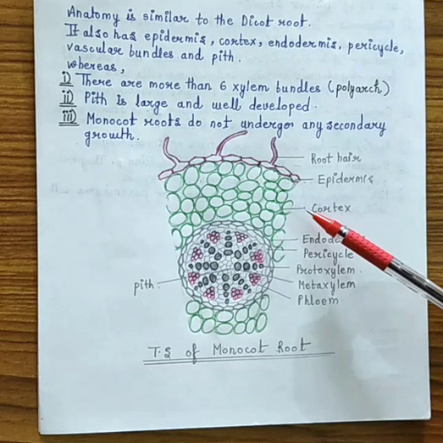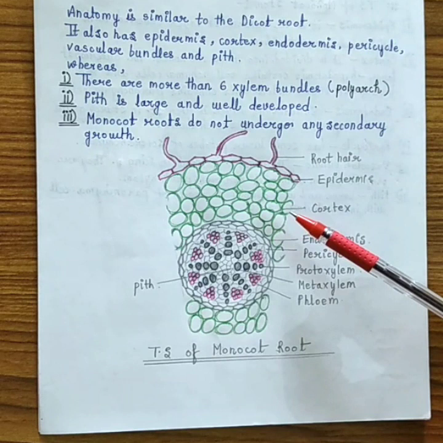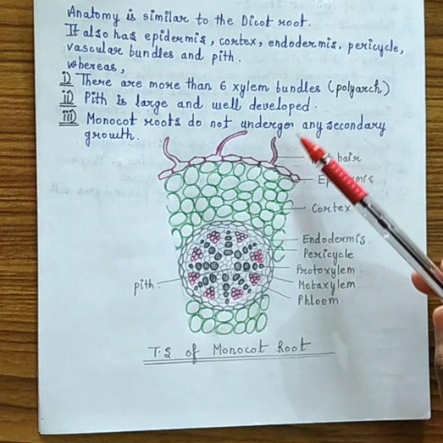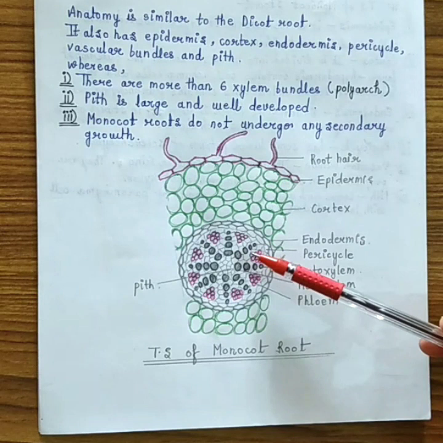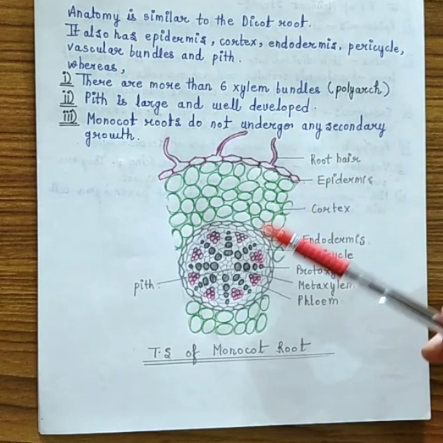Placement of layers is also the same, but we'll study ki actually dicot root mein aisa kya nahi hai jo monocot root mein special present hai. So anatomy is similar to the dicot root. It has epidermis, cortex, endodermis, pericycle, vascular bundle and pith. Whereas jahan pe dicot root mein 2 to 4 xylem bundles the, yahan pe 6 xylem bundles are seen.